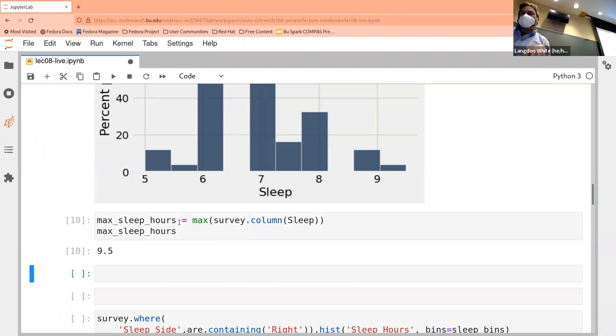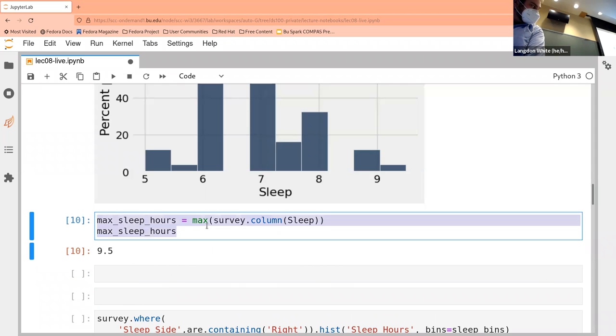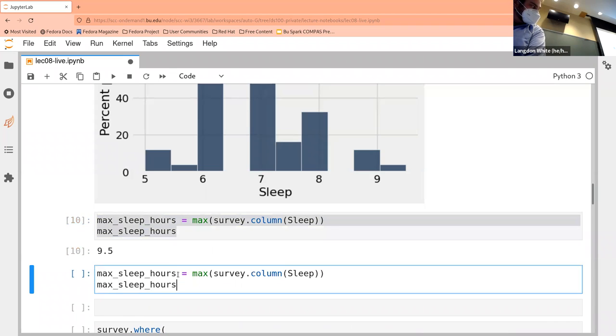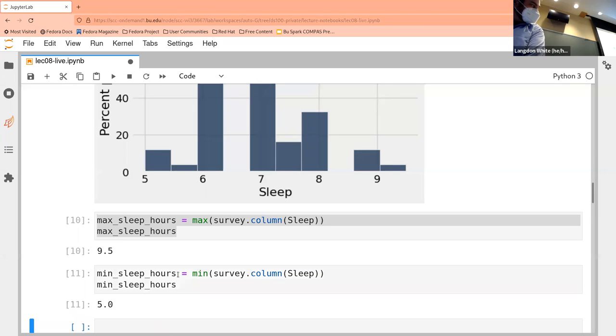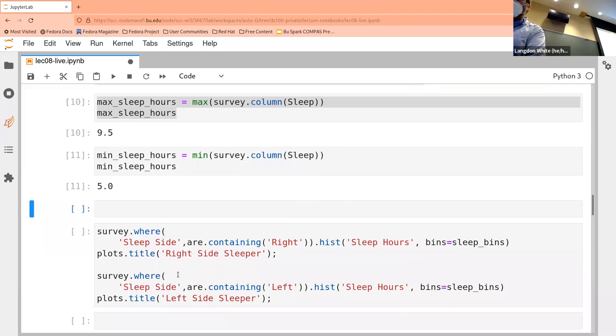And so 9.5 hours. Obviously relatively easy to tell with the histogram, but if you can't, that can be handy. So then we can do the same, except let's do this all for min. And as you would guess, it's min. So then we have 5 hours of sleep there.